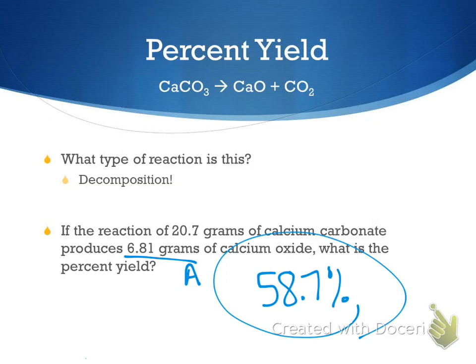How many of you got that answer? 58.7%. Okay? To get there, we went from 20.7 grams of calcium carbonate to some number of grams of calcium oxide. So it had to have been about 12, 15, somewhere in there. We take 6.81 divided by that theoretical answer you got from your T-chart, and you should get about 58.7.